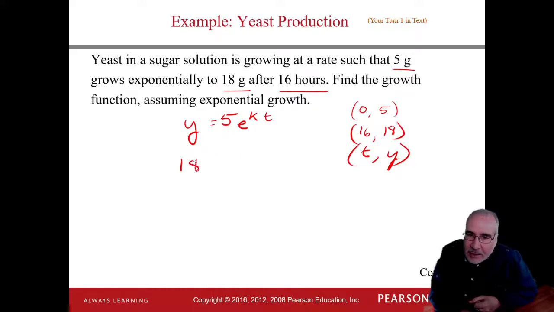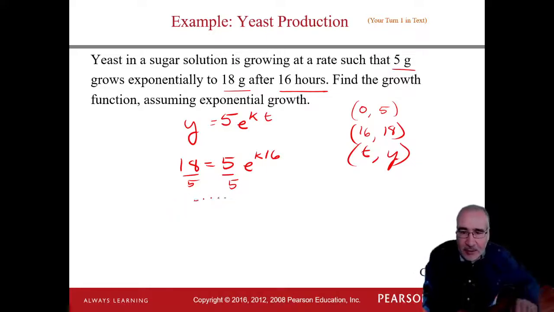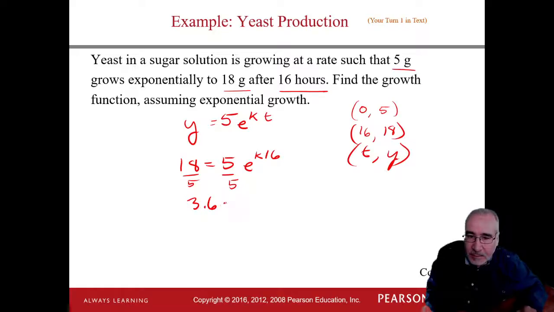So this is how we set them up: 18 equals 5 times e to the k, and we know that t is 16. The way we solve this is to divide both sides by 5. 18 divided by 5 is 3 point something, 3.6. 15, then 3 is left over, and 3 divided by 5 is 0.6. And I'll just write this as e to the 16k.